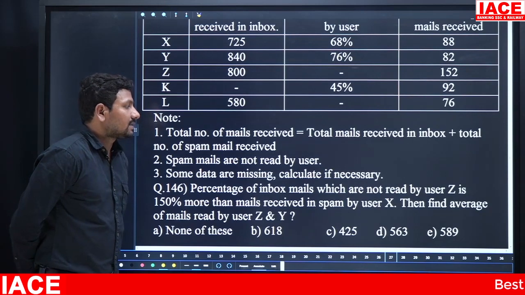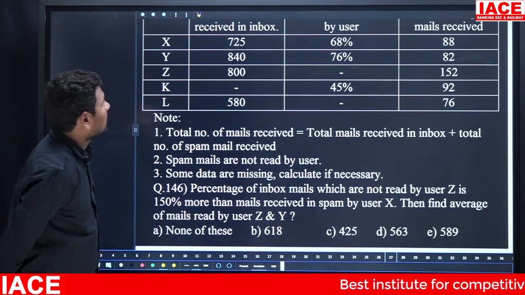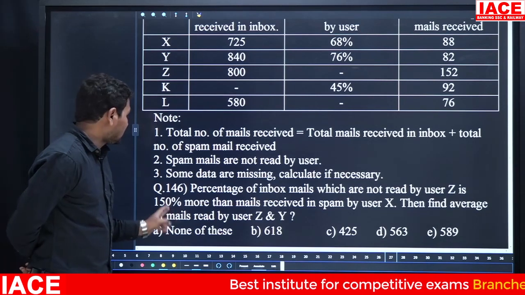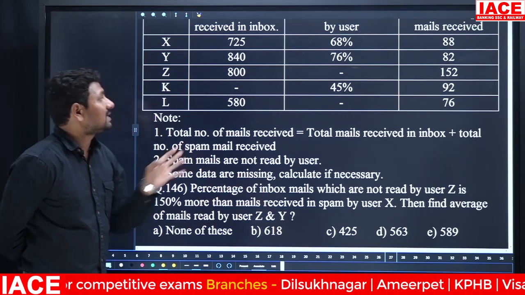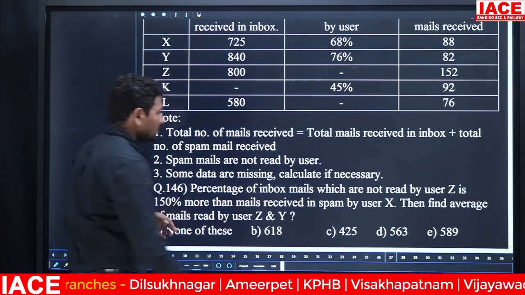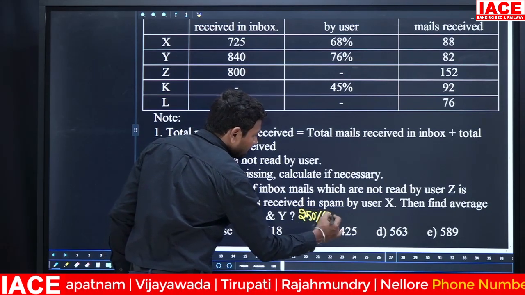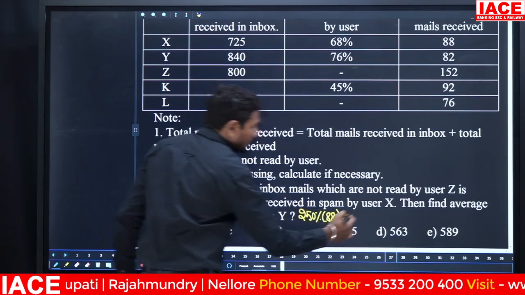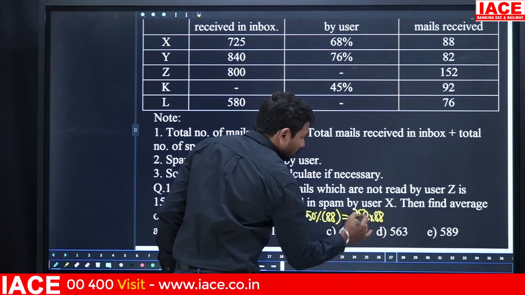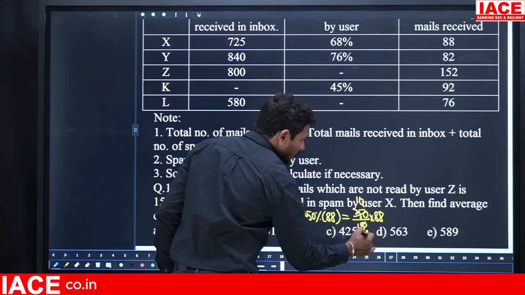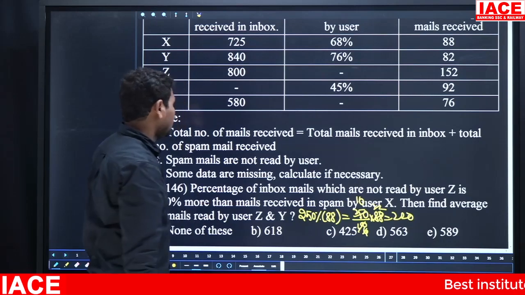Percentage of inbox mails which are not read by user Z is 150% more than the mails received in spam by user X. User X value is 150% more means 250%. 250% of 88. Here we can write 250 by 100 into 88. 25 10s and 25 4s and 4 22s, it is equal to what is the value? 220.